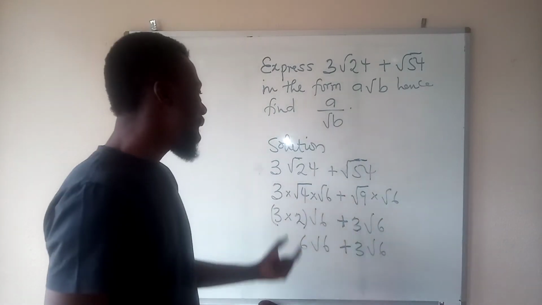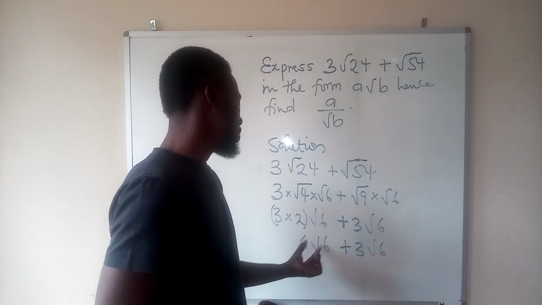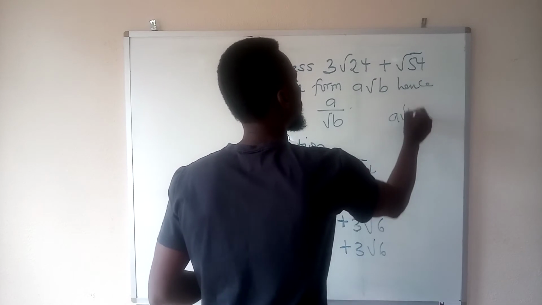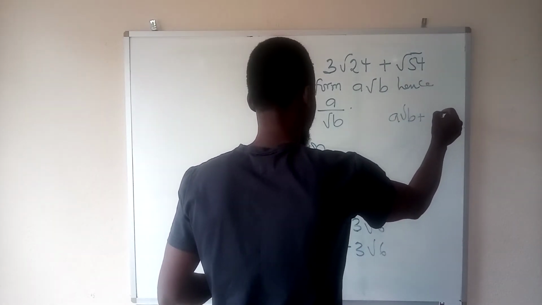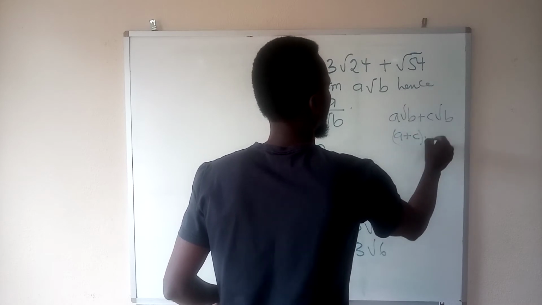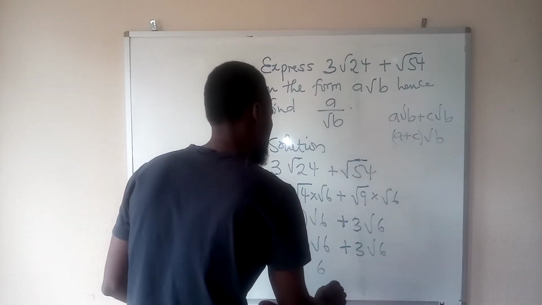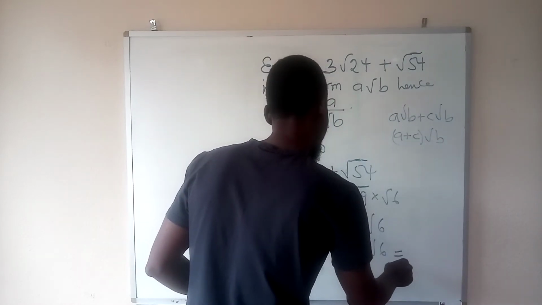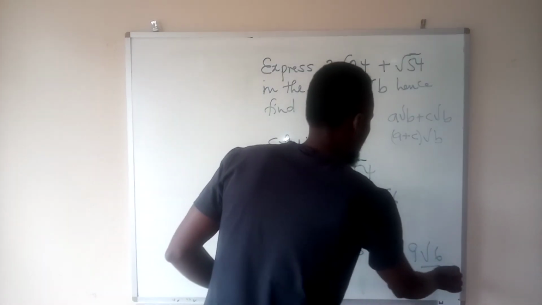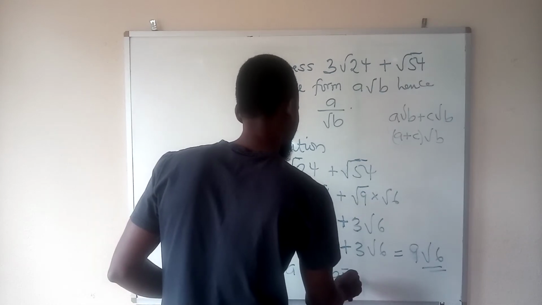We can add or subtract like surds. You can see this is 6 root 6 plus 3 root 6. We can add 6 to 3 and get 9 root 6. So it follows that if we have a root b plus c root b, our answer is a plus c, then root b. That is the same thing we're doing here: 6 plus 3 gives us 9, so we shall have 9 root 6. So it follows that a is equal to 9 and b is equal to 6.